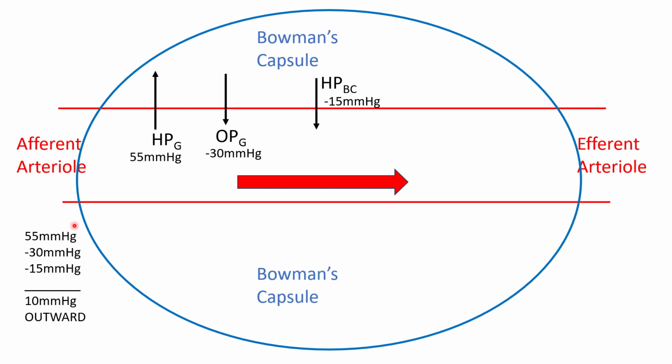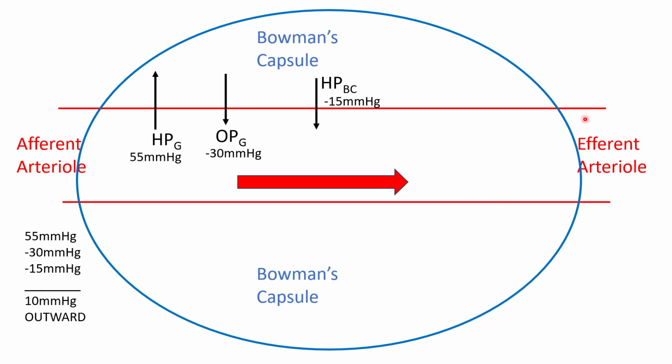Let's take this back. If the afferent arteriole dilates and we let more blood into the glomerulus, hydrostatic pressure goes up. It'll go from 55 to 60 or 65 or 70. So net filtration pressure will go up, so glomerular filtration rate will go up. If we constrict the afferent arteriole, hydrostatic pressure will go down. So net filtration pressure will go down, and glomerular filtration rate will go down.